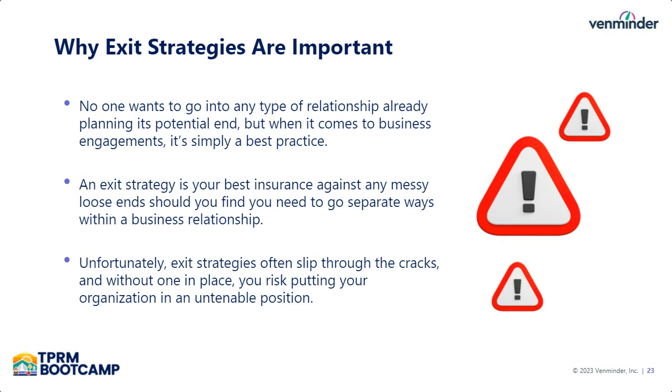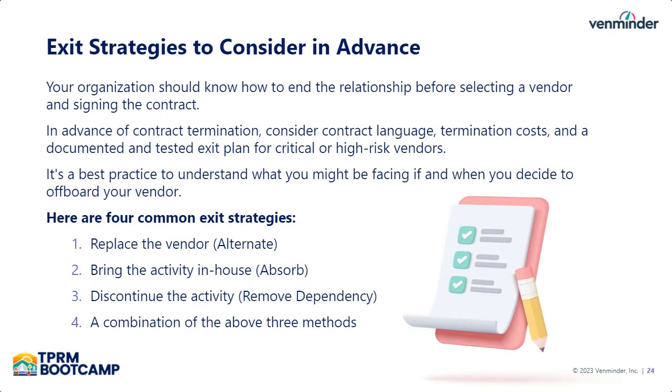Here are 4 common exit strategies that you will want to talk through in advance. One is just to replace the vendor, called alternate. Another is to bring the activity in-house, called absorb. Third is to discontinue the activity or remove the dependency. And finally, a combination of the above 3 methods. So again, these are the things you're going to talk through as you are putting an exit strategy in place with each of your critical vendors.